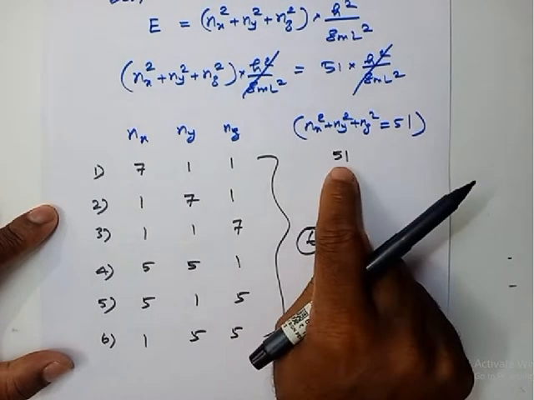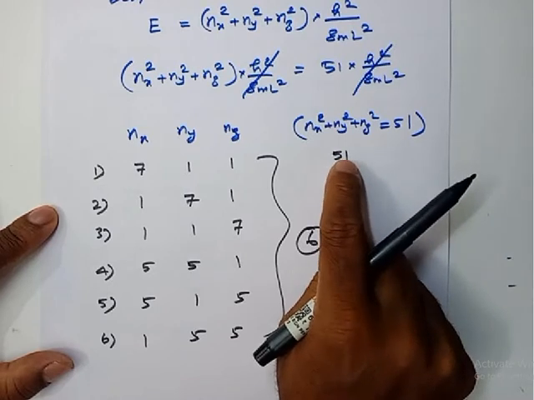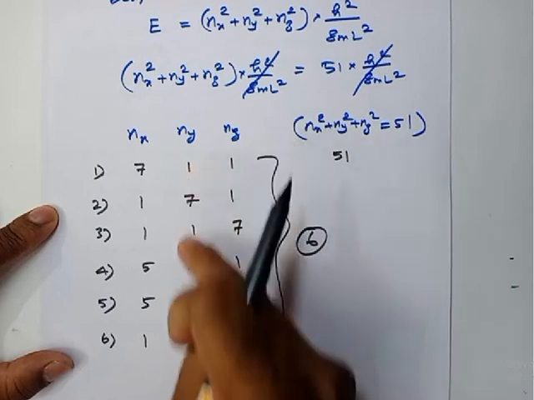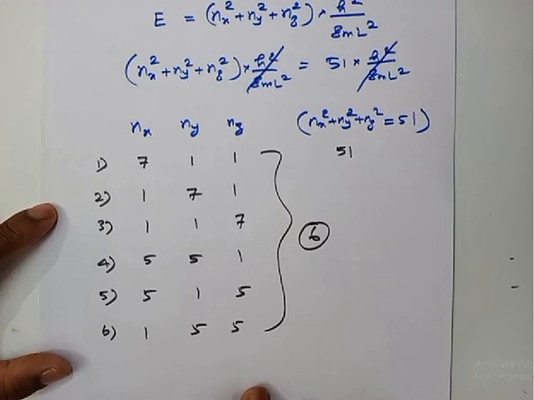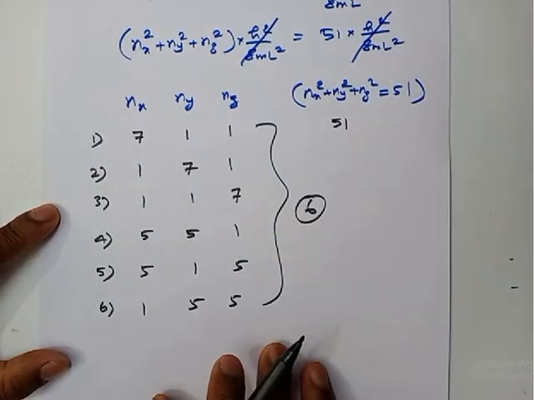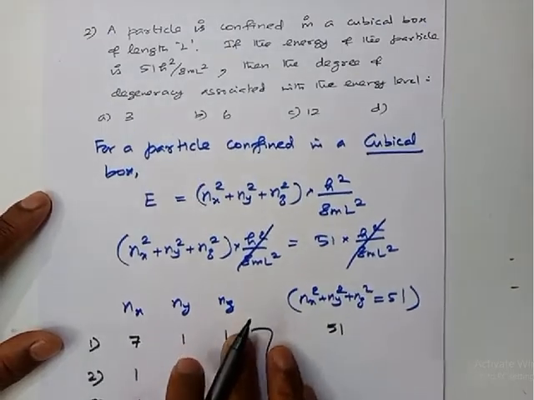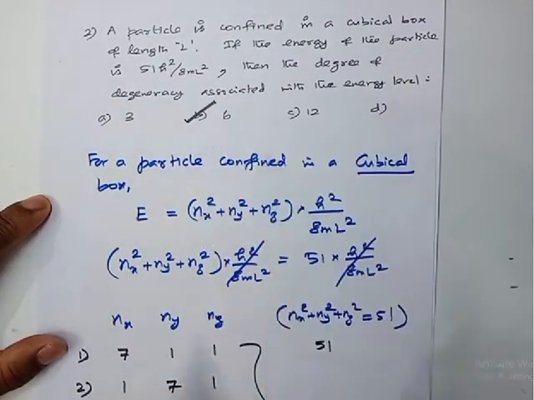So the particle having energy 51 h square by 8 m L square, this energy level has 6 degenerate states. I think there won't be any other states possible for 51. So the degree of degeneracy for this question is 6. For this question the correct answer is 6, so the correct option is B.